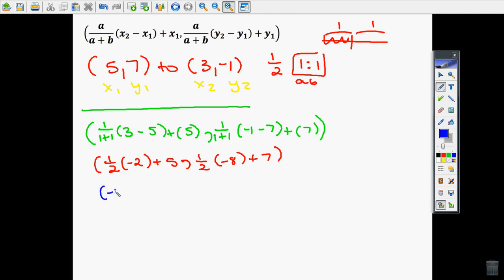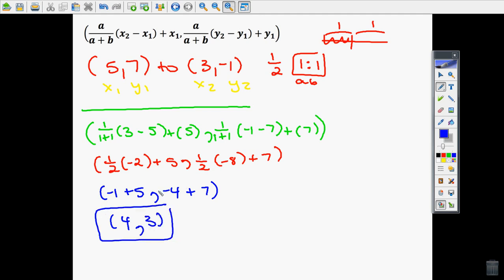1/2 of -2 is -1, plus 5. 1/2 of -8 is -4, plus 7. -1 plus 5 is 4. -4 plus 7 is 3. At the point (4, 3), it's going to split this line up into a ratio of 1 to 1.